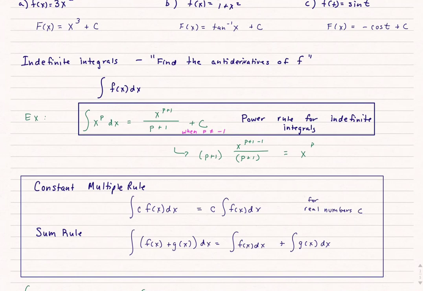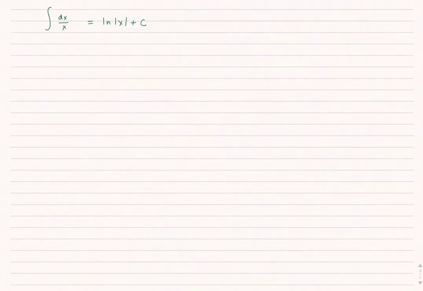So this power rule worked for everything as long as p does not equal negative 1. When p equals negative 1, that's when I'm going to go ahead and say that the integral is equal to the natural log of the absolute value of x plus c.